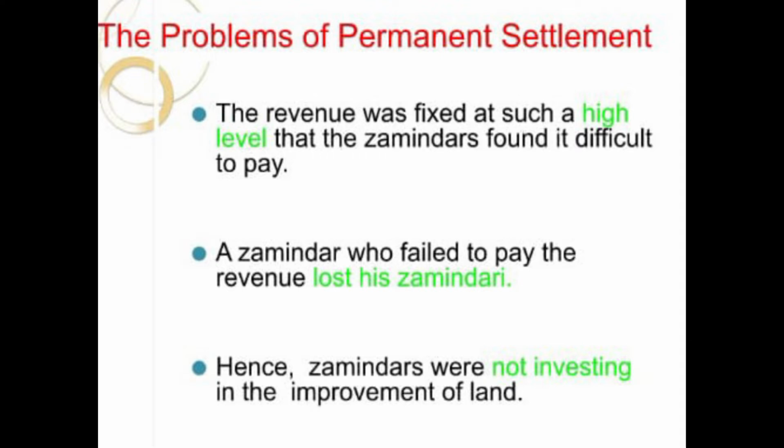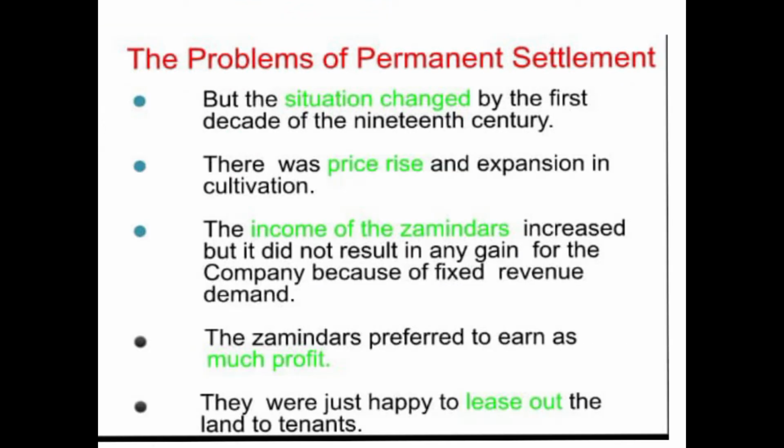What were the problems of the permanent settlement system? The revenue was fixed at such a high level that the zamindars found it difficult to pay. The zamindar who failed to pay the revenue lost his zamindari or landholding. Hence, the zamindars, the talukdars and the rajas were not investing in the improvement of land because they were compelled to pay the tax. So they forgot that they needed to invest in the improvement of the land to fetch returns from it.